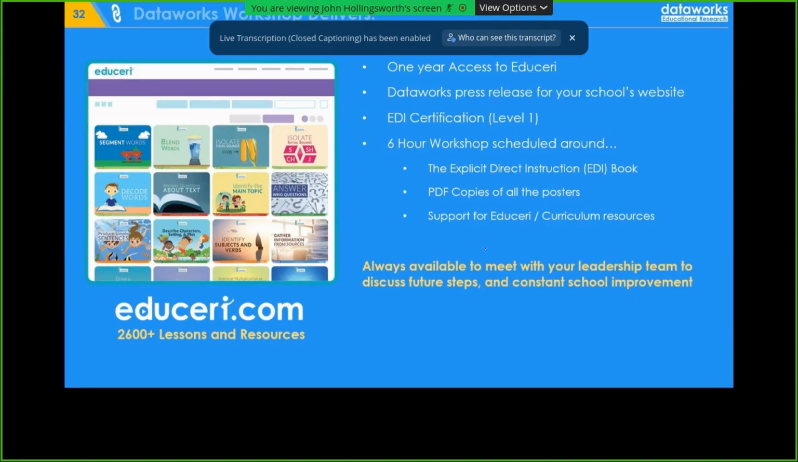Now, here's the best part about this. Once you're done successfully, you get an EDI certification, explicit direct instruction certification level 1. And for schools, for example, schools in Australia, they want teachers who are EDI trained. Now, India, full disclosure, we're rolling it out there, and it's the beginning of this. So you'll be one of the first teachers to start doing explicit direct instruction.